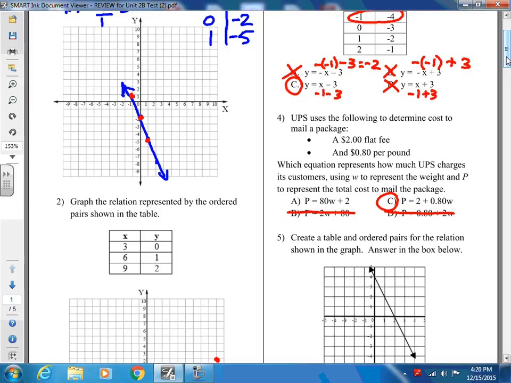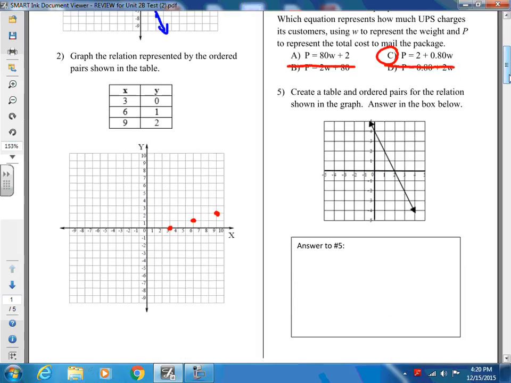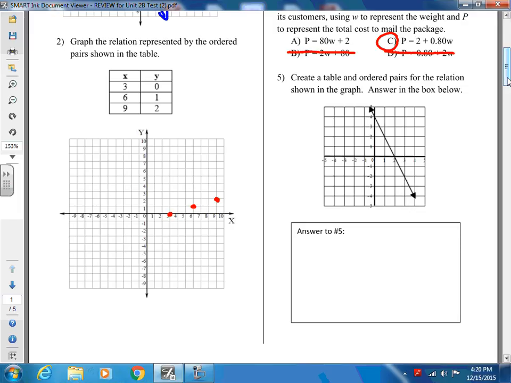All right, for number 5, you have to create a table and ordered pairs for the picture that you've got. So the first thing you have to do is plot some points on the graph and then turn them into a table and the ordered pairs. All right, so remember that your points are anywhere that it crosses through the intersection of the grid. Okay, so there should be 4 of these that you have.